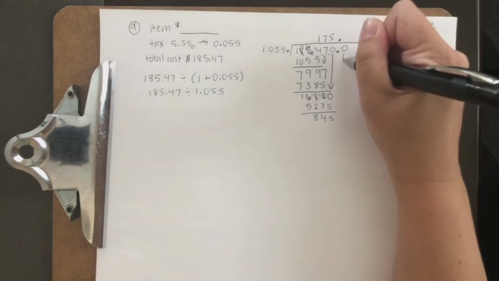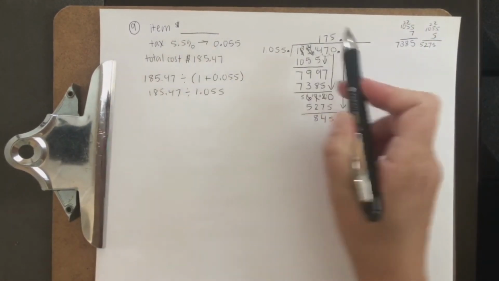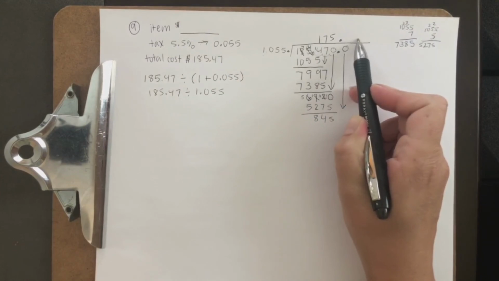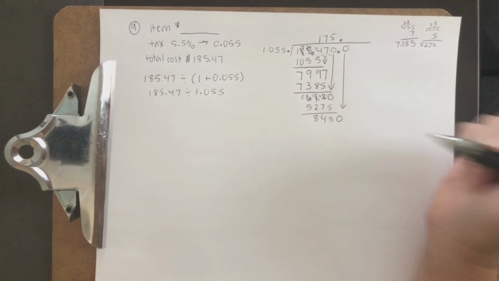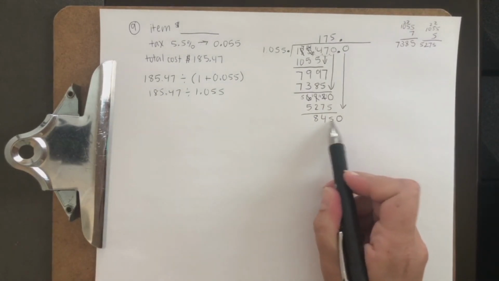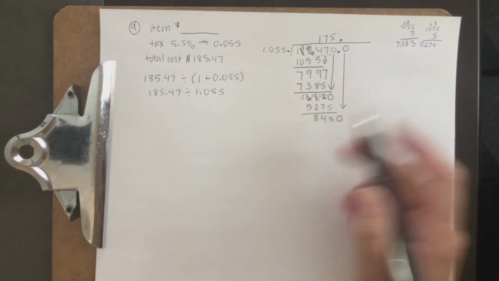We need another 0 because we are looking for dollars here, and we have 2 decimal places when we're dealing in dollars. So let's bring that down. This is about 8,000, so maybe times 8. Let's try it.